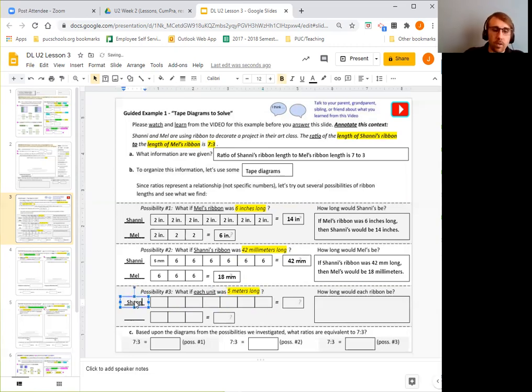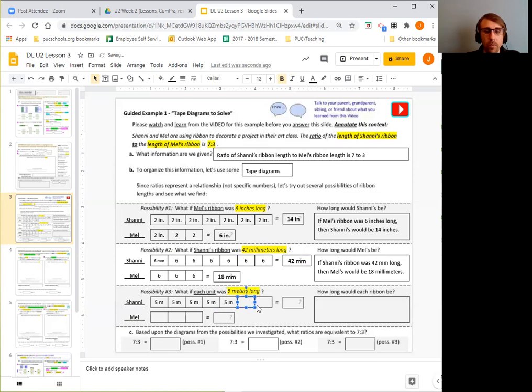So for Shani, she has 7 of them. For Mel, she has 3. And so I'm going to put 5 meters in each one. So I'm going to copy and paste that in each one. And then I'm going to find the totals. So 5, 10, 15, 20, 25, 30, 35. Shani's ribbon is 35 meters long.